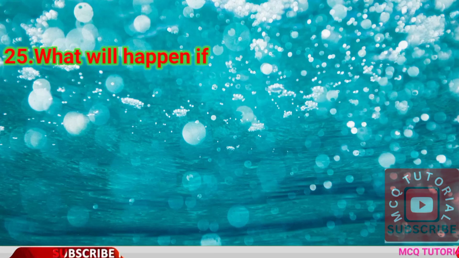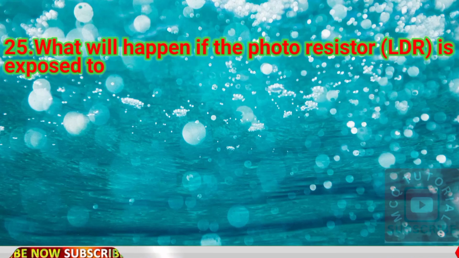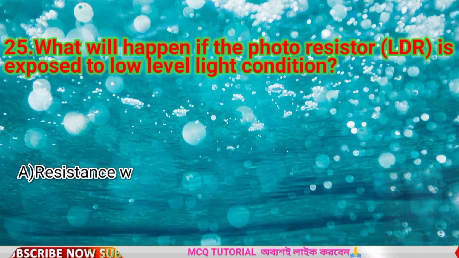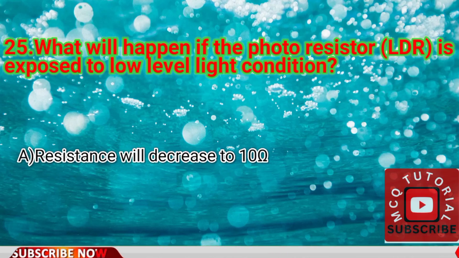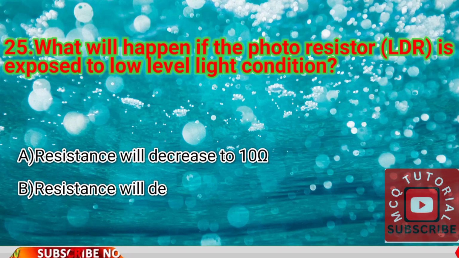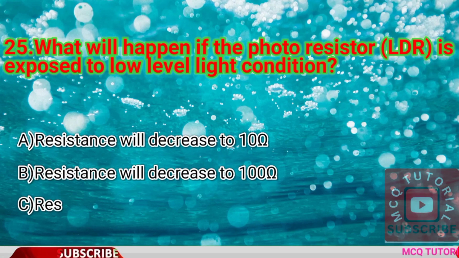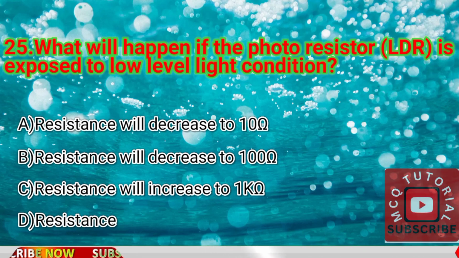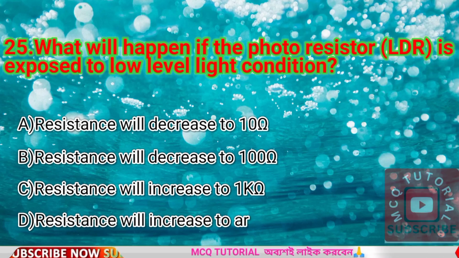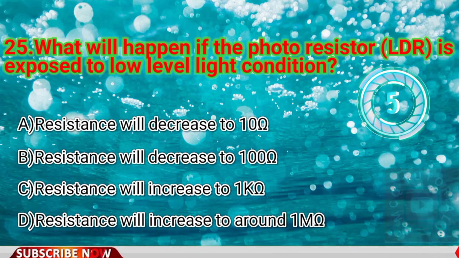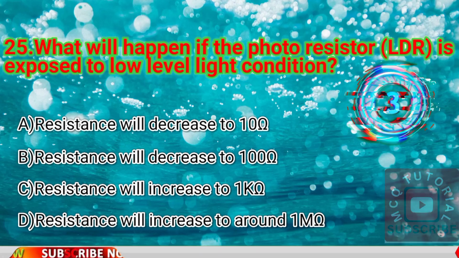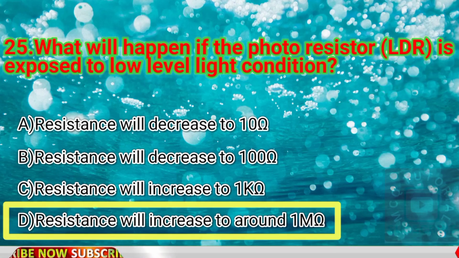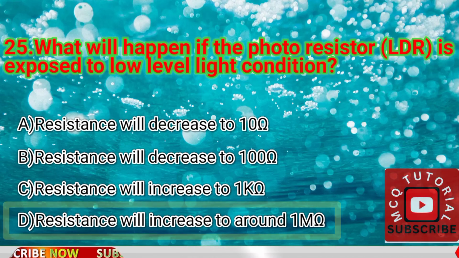What will happen if the photoresistor is exposed to low-level light condition? Option A resistance will decrease to 10 ohm. Option B resistance will decrease to 100 ohm. Option C resistance will increase to 1 kilo ohm. Option D resistance will increase to around 1 megaohm. উত্তর হবে অপশন ডি resistance will increase to around 1 megaohm.